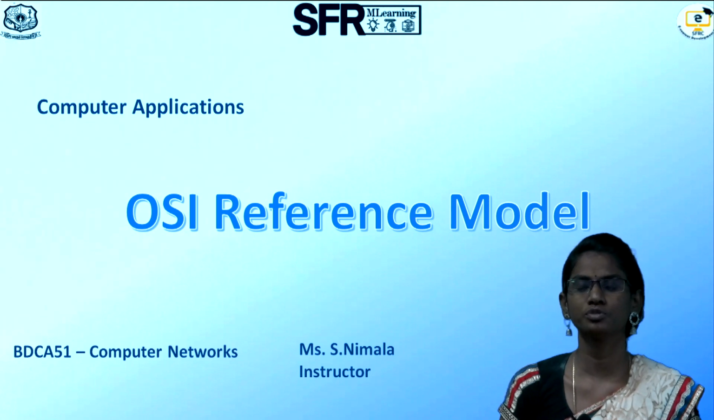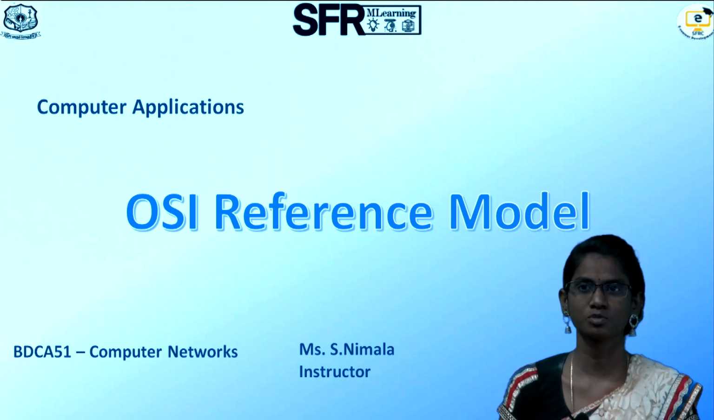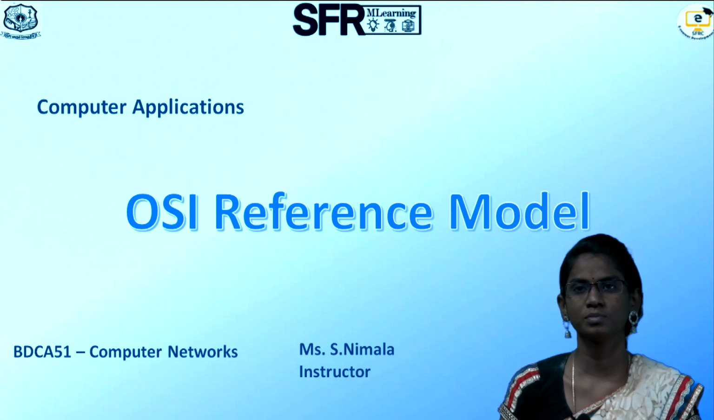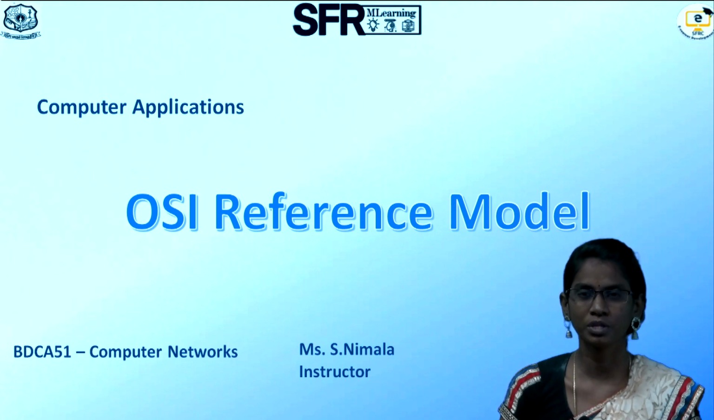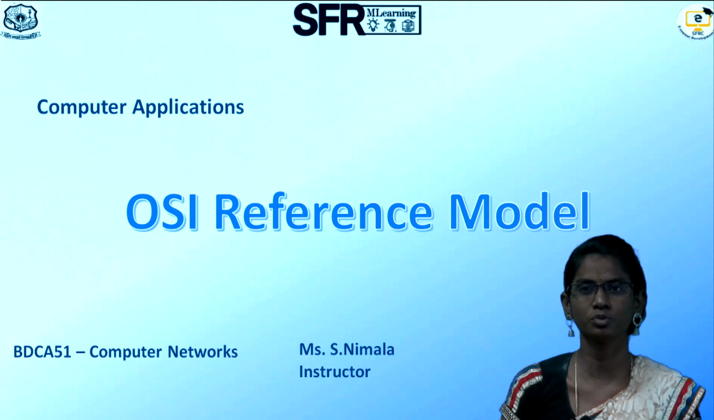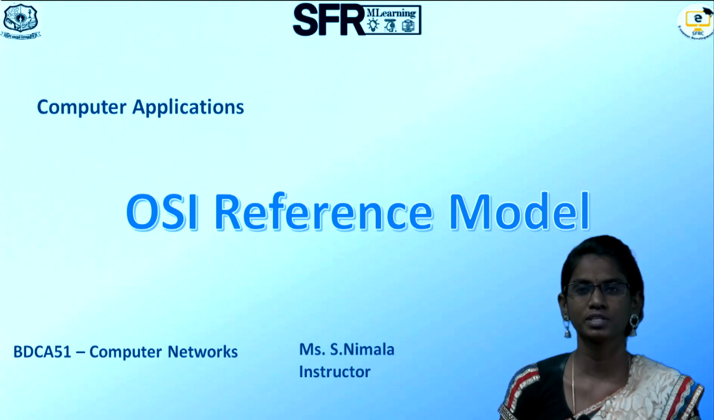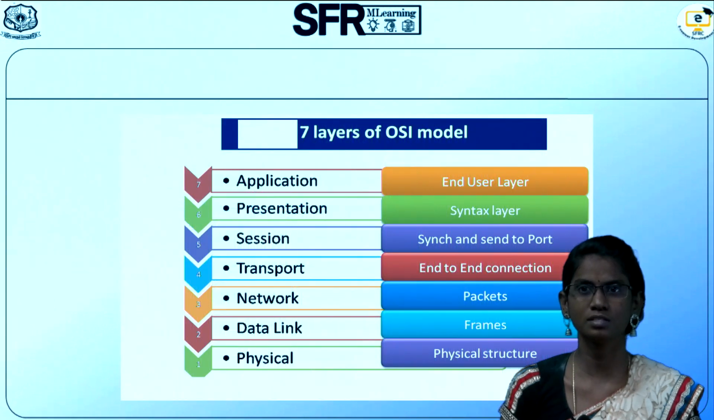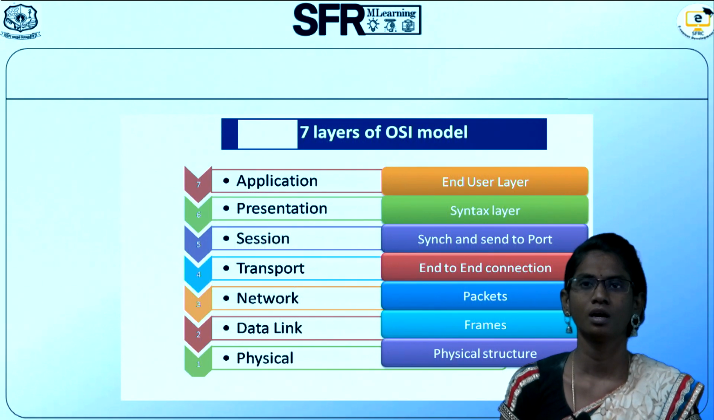Now we are going to see the topic, OSI reference model in computer networks. What is OSI? OSI means Open System Interconnection. It is used to communicate data from one system to another system by the guidelines of the OSI reference model. It has 7 layers. These are the 7 layers of the OSI model.